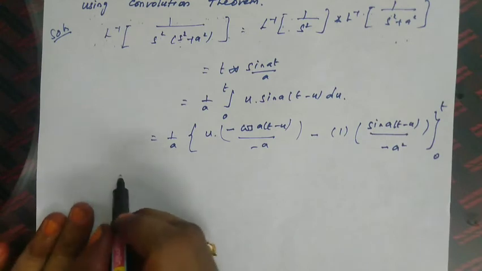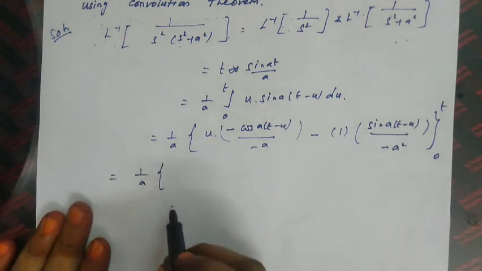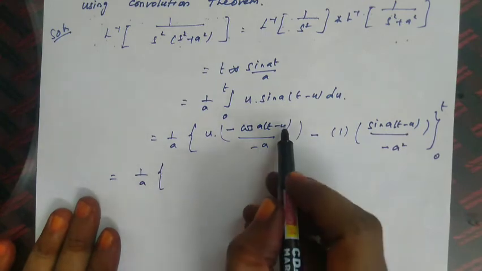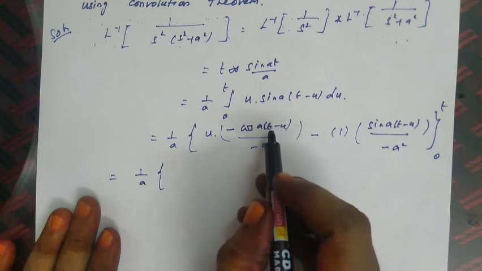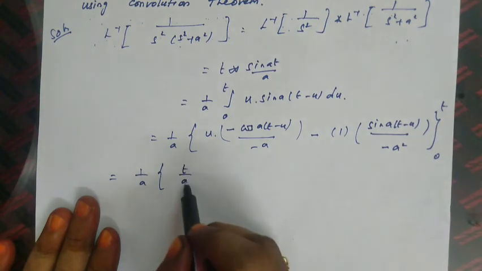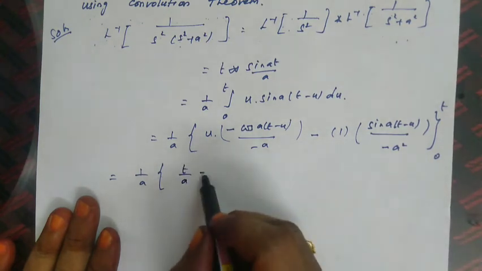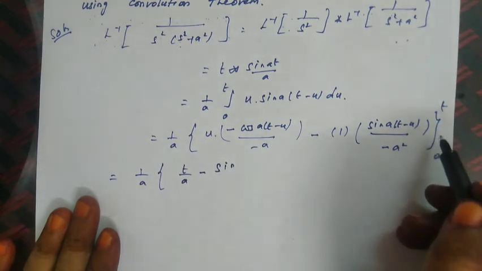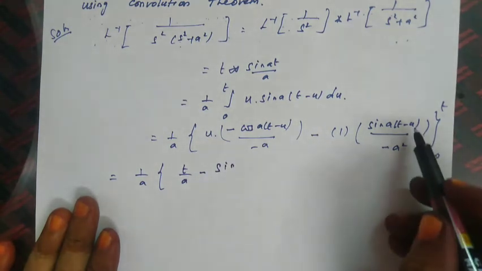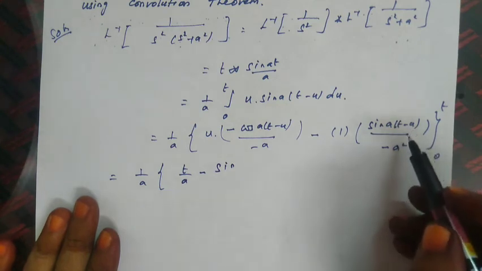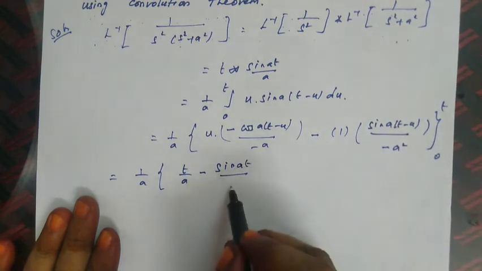So 1 by a, limit for what? Limit for t. So here also the upper limit is t. When you are applying t here, we can get 0, cos 0 value is 1, and here we can get only t, so t by a. And then here it is minus sin, here also sin 0 is 0, and the lower limit is 0. When you are applying the lower limit 0, we can get 0 into anything, 0, and here it is sin at, because u is 0, so sin at by a square, so minus sin at by a square.